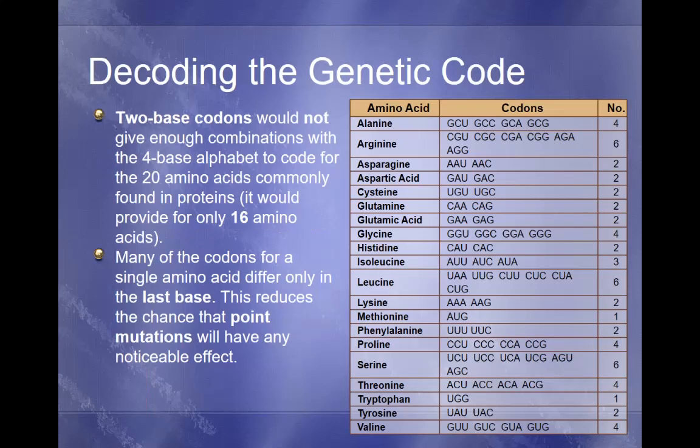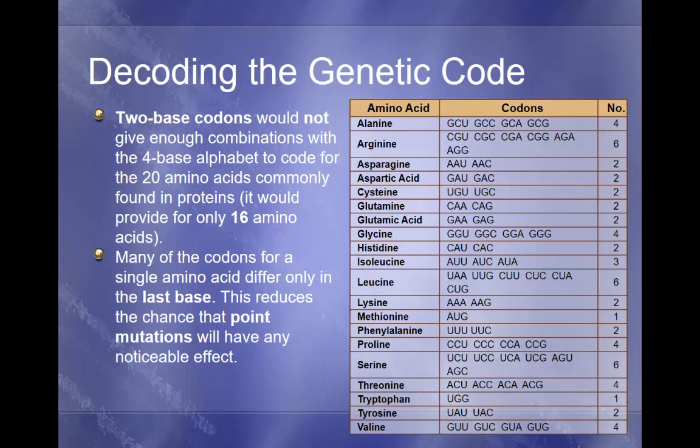This is really important to understand because your body tries to be as simple as possible, but there are enough amino acids that 2 bases is just not enough for the codons. It won't give you enough combinations with the 4-base alphabet that we've introduced you to, A, U, C, G, to create all the 20 amino acids commonly found in proteins. It only produced 16.